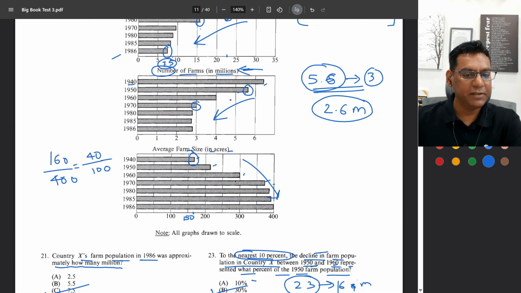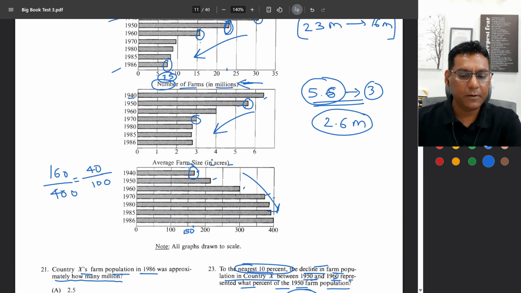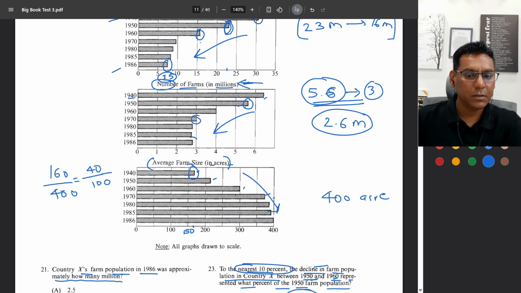They are asking everything about 1986. Okay, millions of farmland. Sorry, what was the question? Approximately how many million acres of farmland? Okay, acres of farmland. So average farmland size was 400 acres, and how many farms? Something like 2.8 million farms.